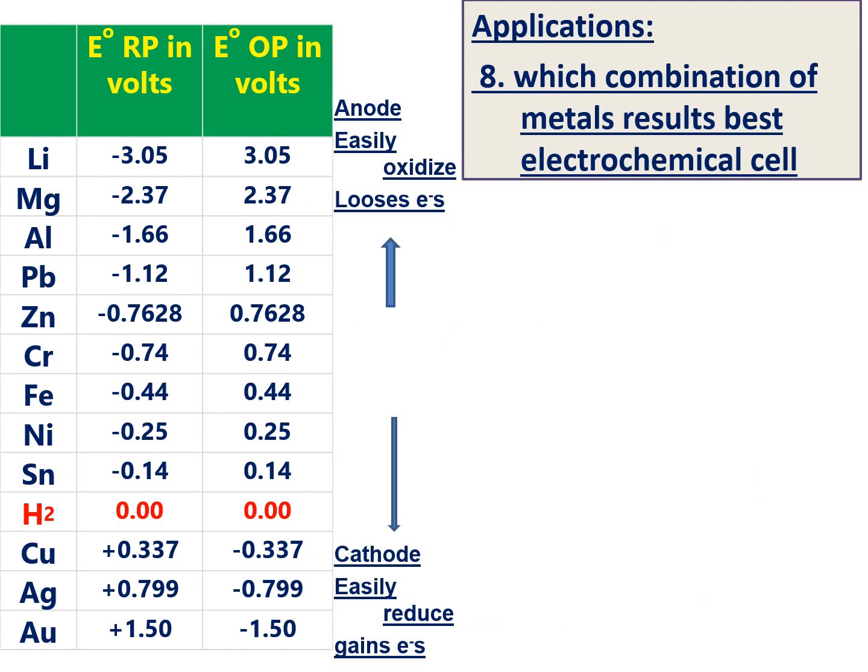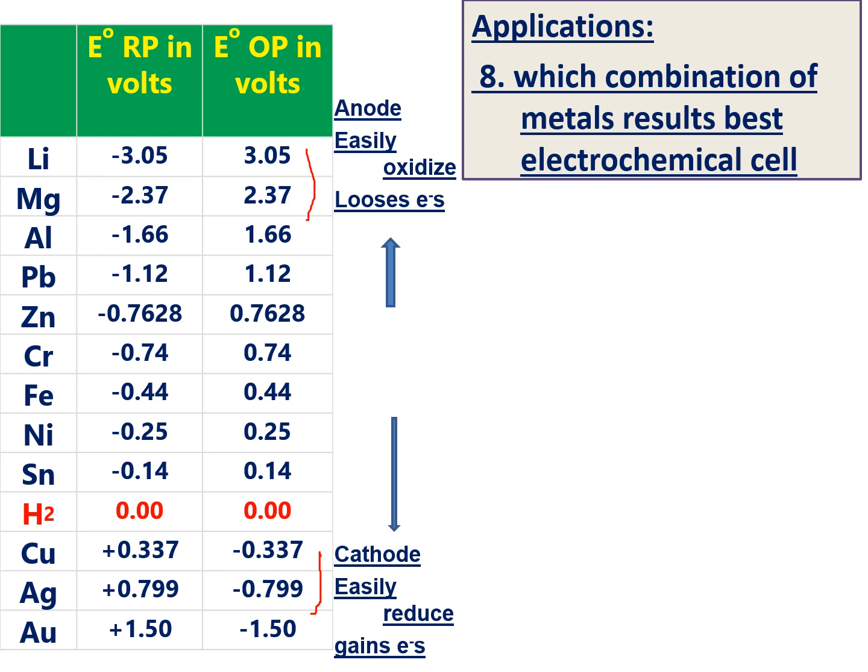The last one: which combination of metals results in the best electrochemical cell? Best electrochemical cell means in terms of voltage, so which combination produces a large amount of electricity? EMF is a combination of the oxidation potential of the anode and the reduction potential of the cathode. A metal that easily undergoes oxidation releases more electrons, and another metal easily accepts electrons. So if you construct an electrochemical cell with a top end metal like lithium or magnesium and a low end metal like copper or gold, you will get a large EMF.